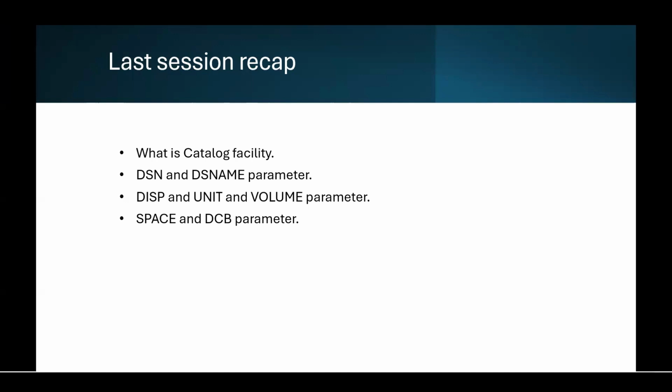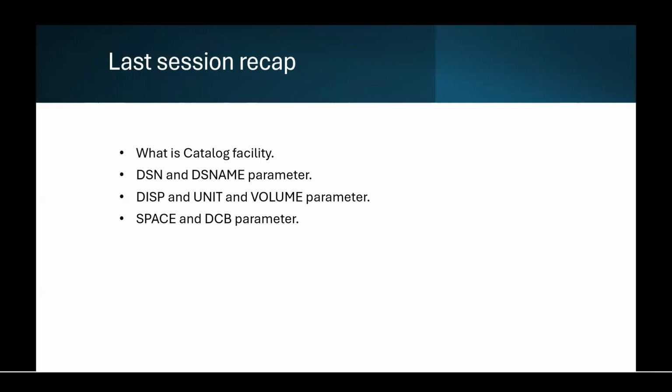In abnormal disposition, if your job step fails, what should be the next action for that file? Those are the same: keep, delete, catalog, and uncatalog, but we don't have the option of pass. So that is all about the disposition parameter. Then we discussed the syntax of the disposition parameter, and what unit and volume are, and the syntax of those unit and volume parameters.